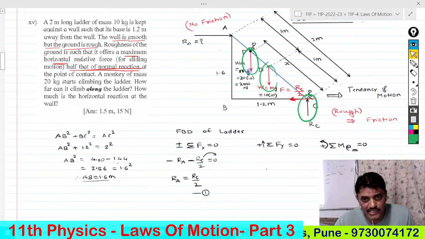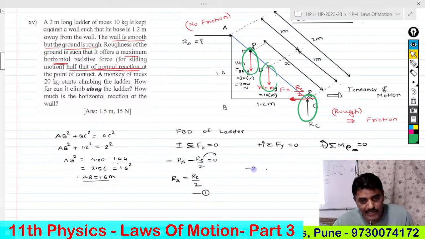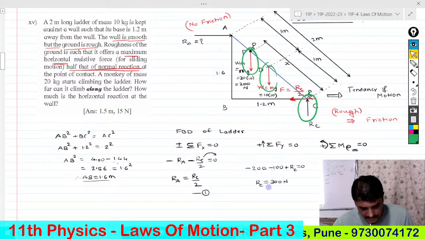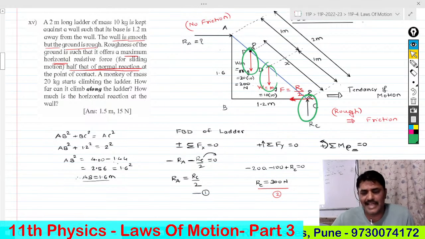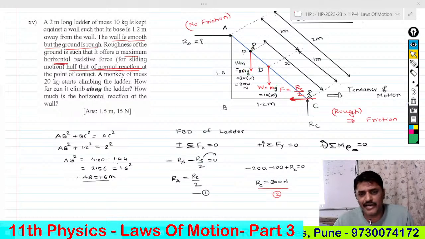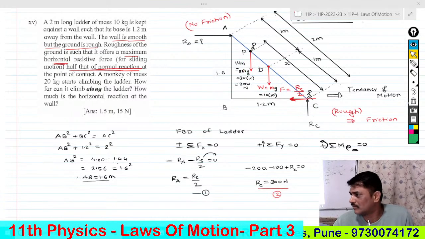You see? This is downward negative, upward positive, right? So what is that going to give me? Minus 200, minus 100, minus 200, minus 100 plus RC is equal to 0, and this is going to give me RC is equal to 300 Newton. That is equation number 2. समझे?